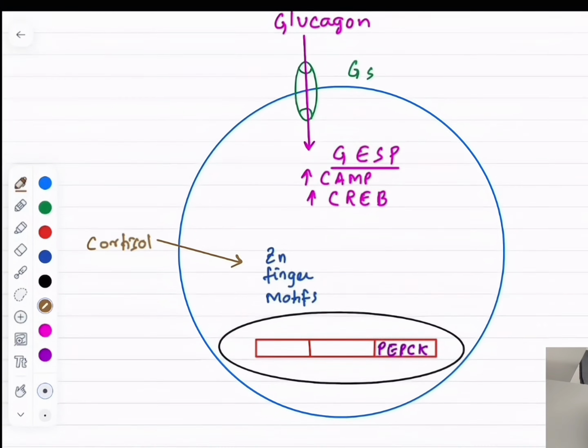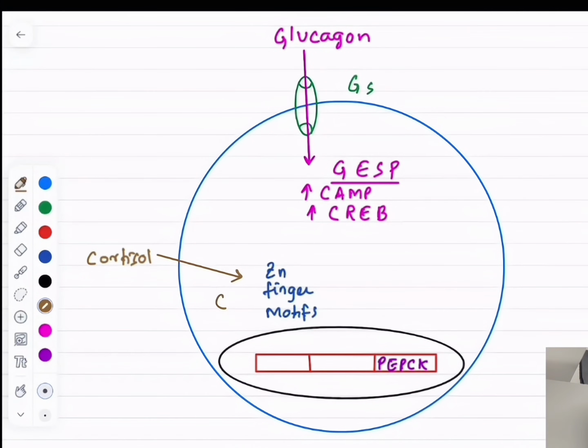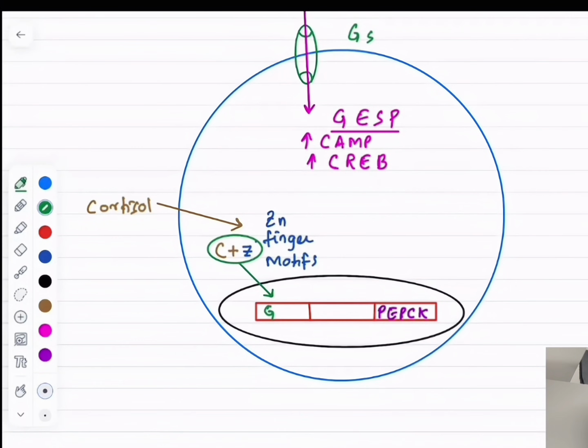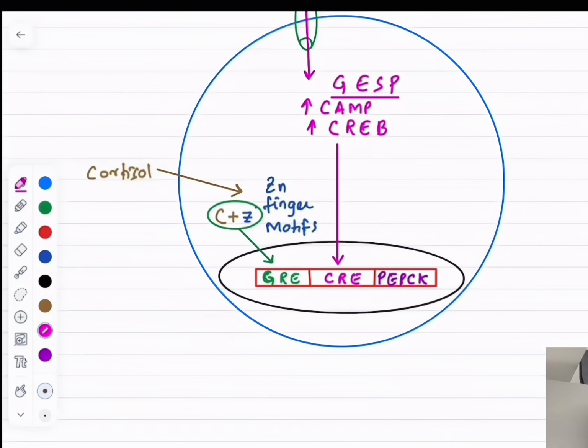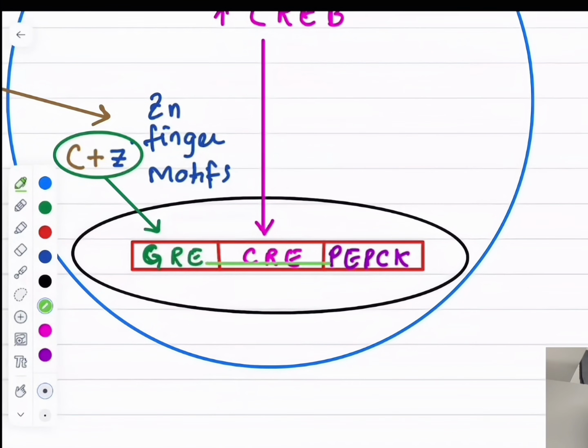So this is a very classic, important question. Remember that cortisol plus the receptor, which are zinc finger receptors, forms the hormone receptor complex. This hormone receptor complex migrates inside the nucleus. It has to bind to the glucocorticoid response element, GRE. Whereas CREB, which is cyclic AMP response element binding protein, migrates and binds to cyclic AMP response elements. And what happens, these both are responsible to enhance the gene expression of PEP carboxykinase.